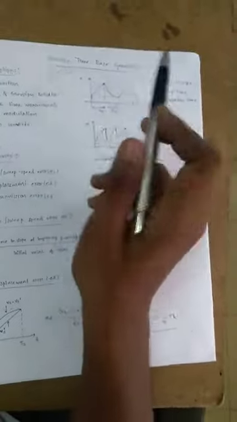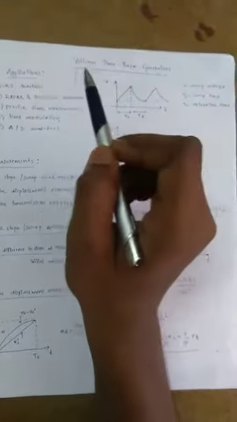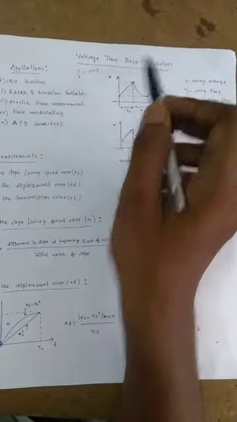What are the uses of these voltage time-base generator circuits? It means the output waveform will be linear with respect to time, like this. The output voltage is linear with respect to time. What are the applications of these voltage time-base generator circuits actually?